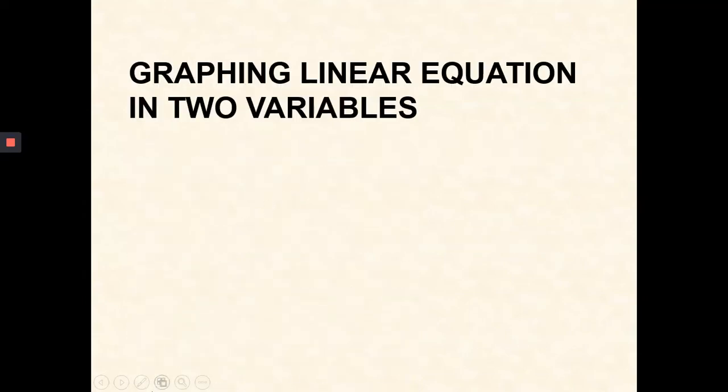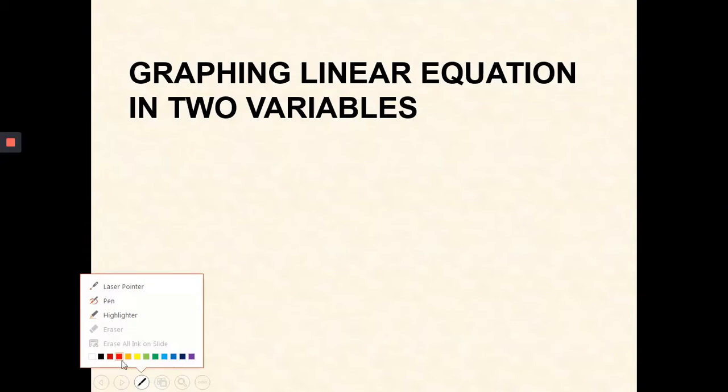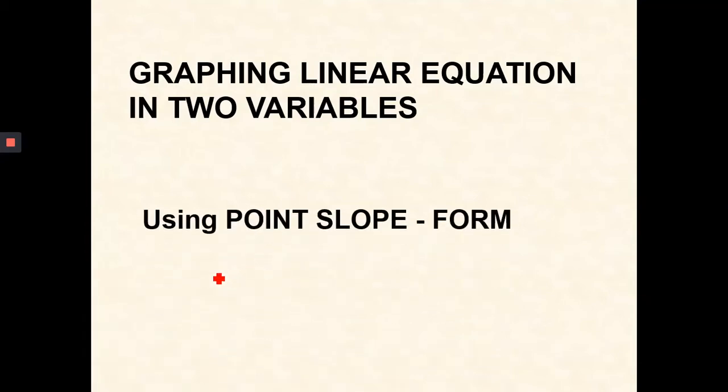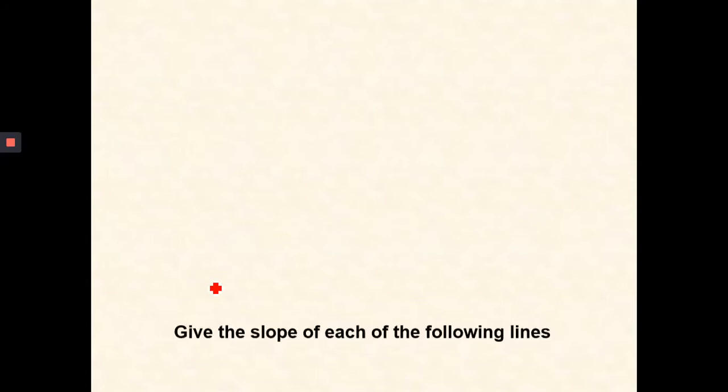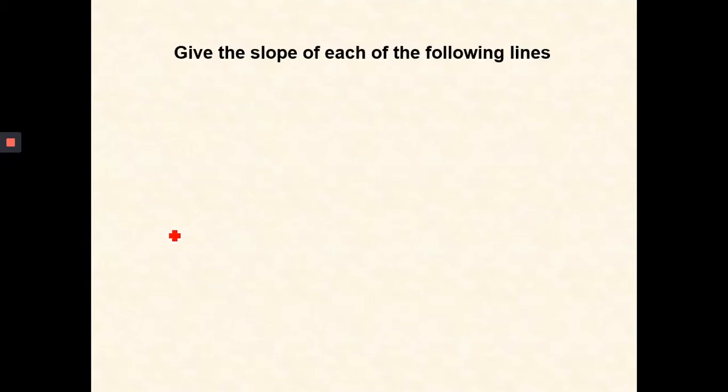This time we're going to discuss graphing linear equations in two variables. We're going to use point slope form. Okay? So let us have a short review. Give the slope of each of the following lines.